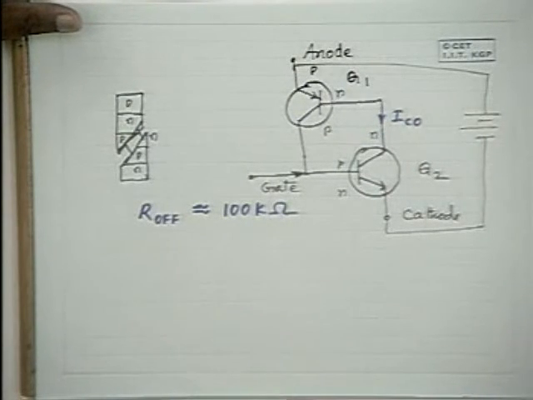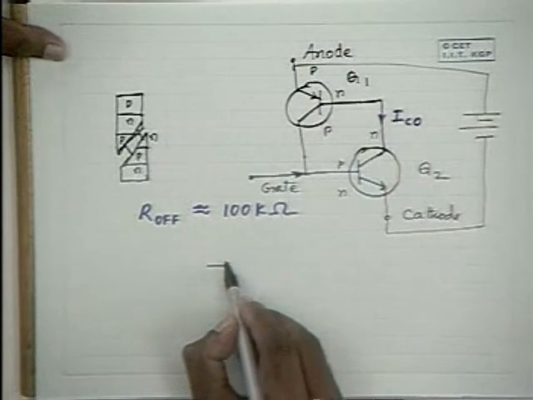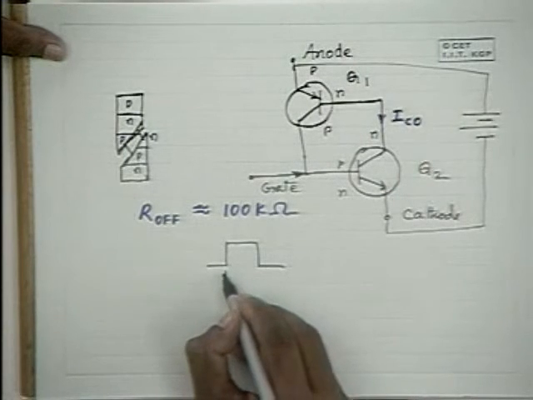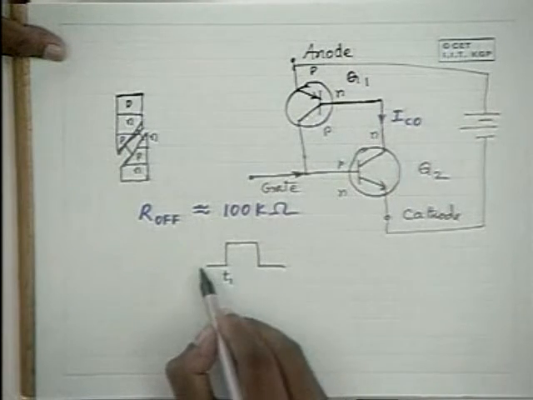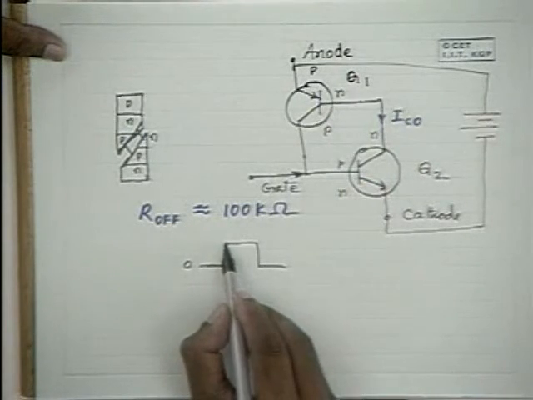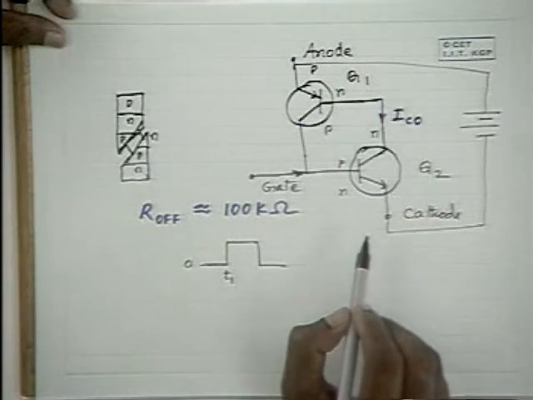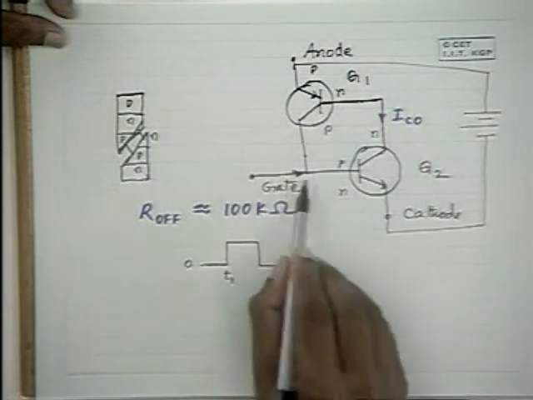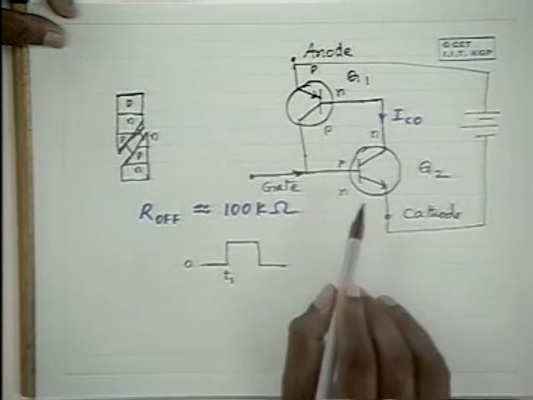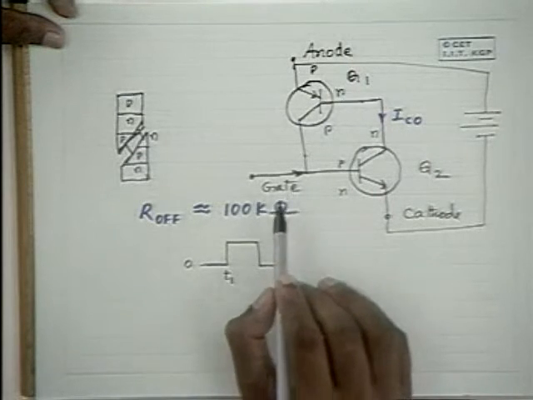Now, if a positive potential is applied to the gate, say at time t equal to t1, initially it was 0, and now some positive potential is applied to the gate such that it makes this PN junction forward biased. That means this potential is larger than the cut-in voltage of the transistor, that is of the order of 0.6 volts.